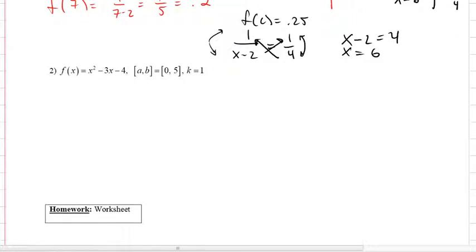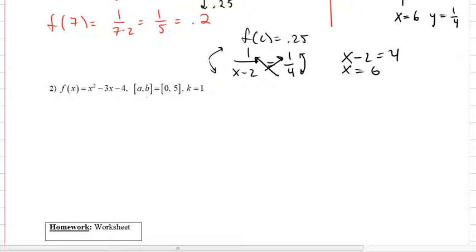Let's continue to number 2. Number 2 says now we have this quadratic here, and it asks: is there a line y equals 1, or is there an f of c that equals 1? Is there a c that can give me a 1 in between 0 and 5, in this interval? Okay, well, let's figure that out.